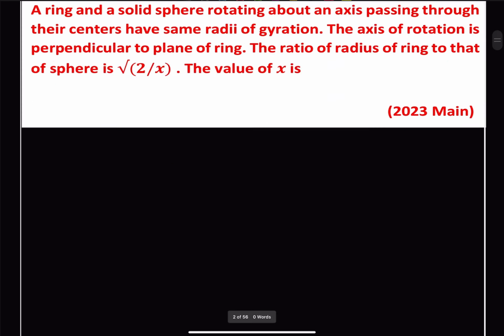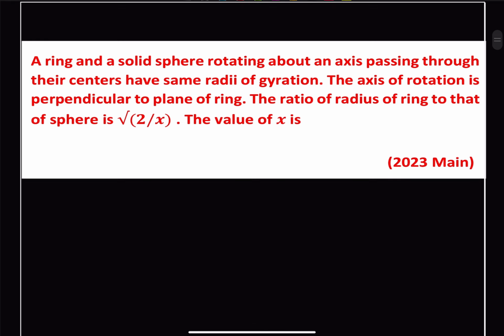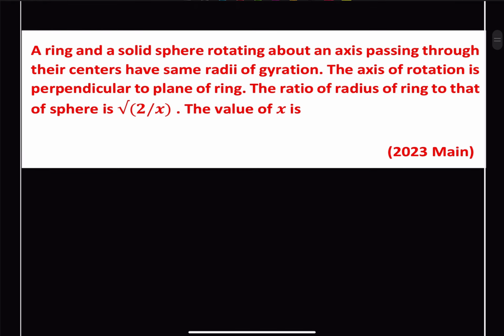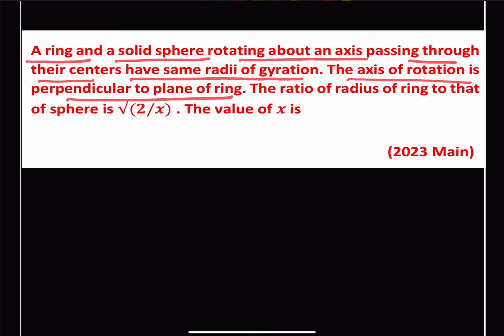Next question. It states that a ring and a solid sphere rotating about an axis passing through their centers have the same radii of gyration. The axis of rotation is perpendicular to the plane of the ring. The ratio of the radius of the ring to that of the sphere is square root of 2 by x. The value of x is.